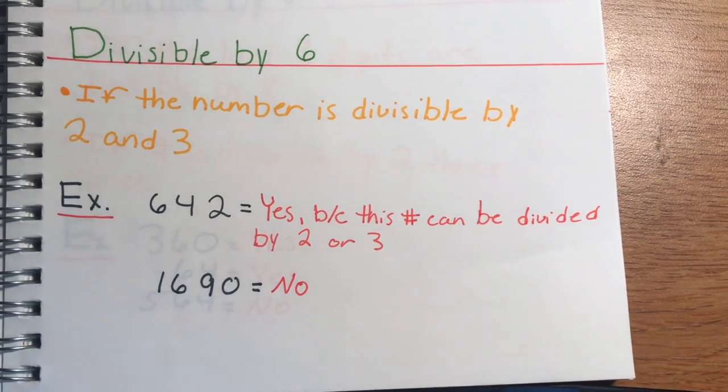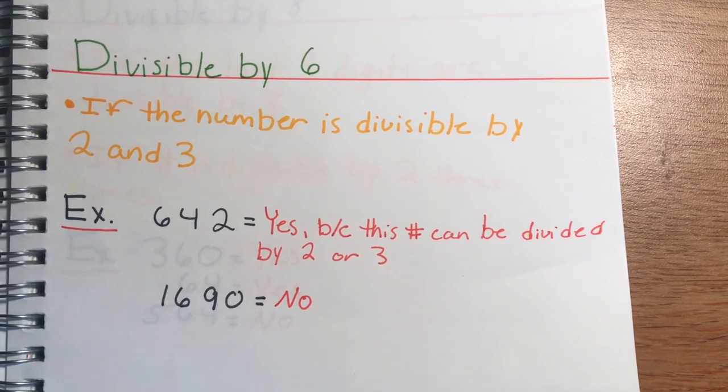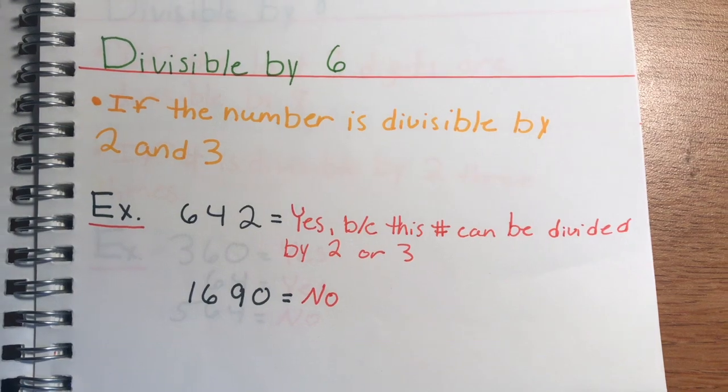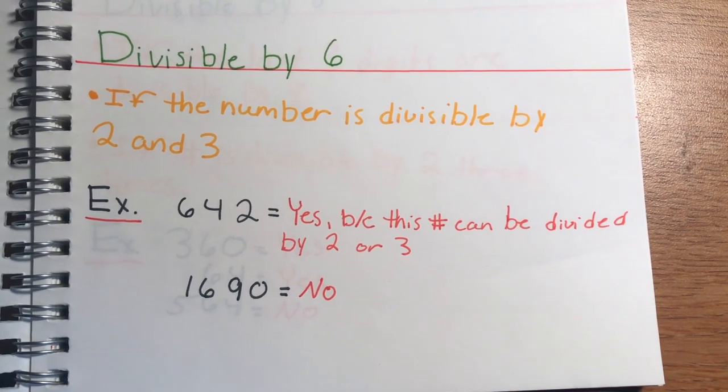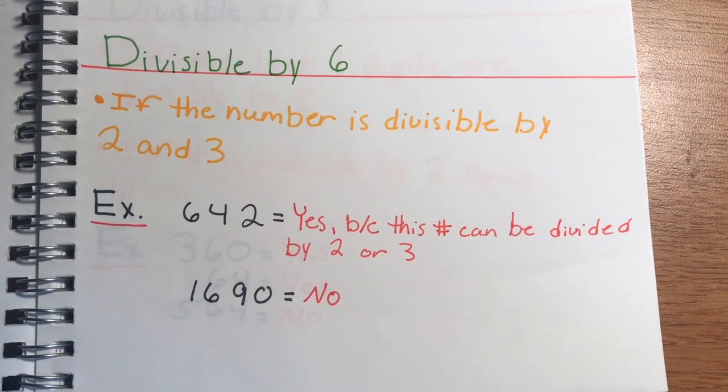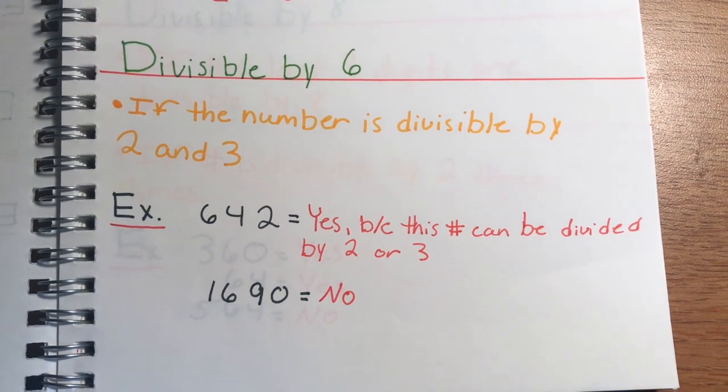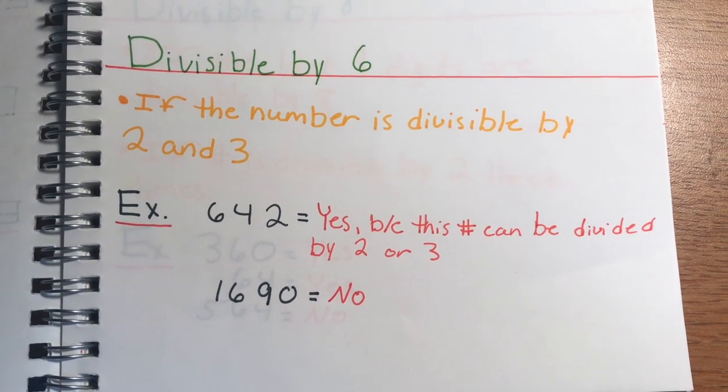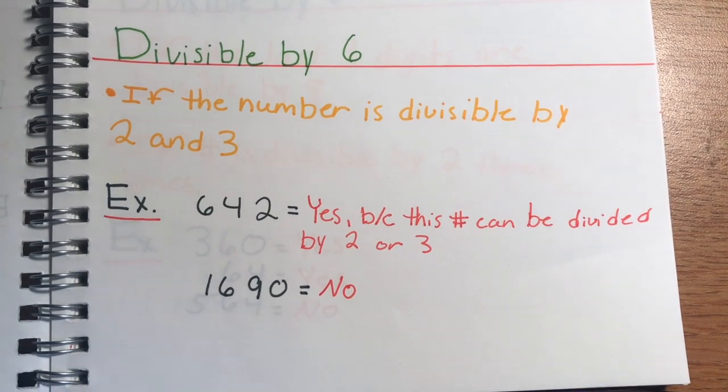Divisible by 6. If the number is divisible by 2 and 3. For example, 642. This works because this number can be divided by 2 and 3. 1090 does not work because it cannot be divided by 2 nor 3.